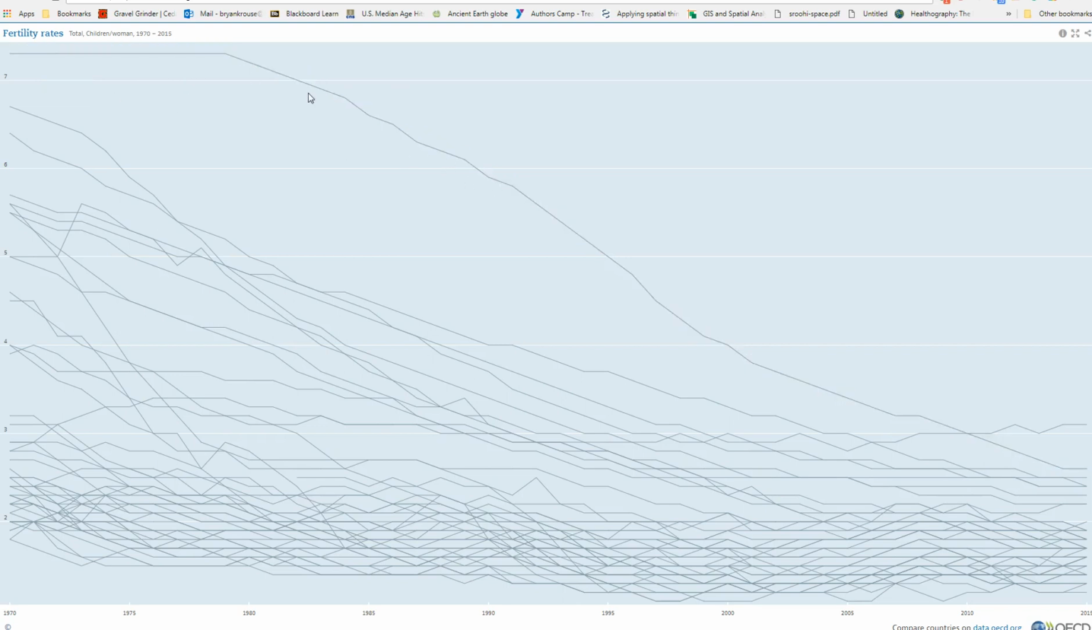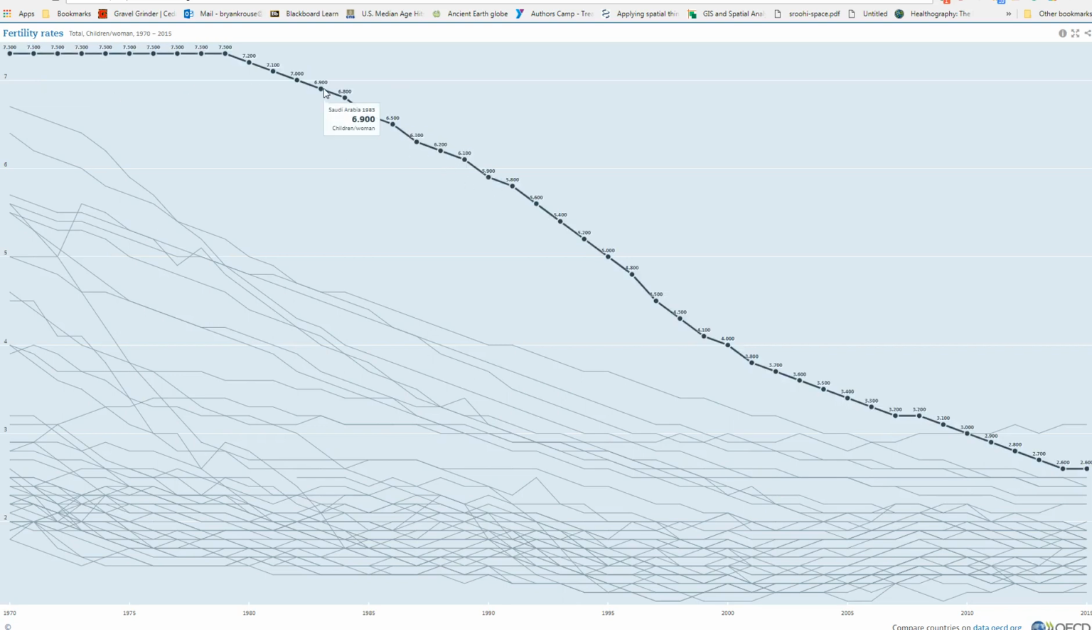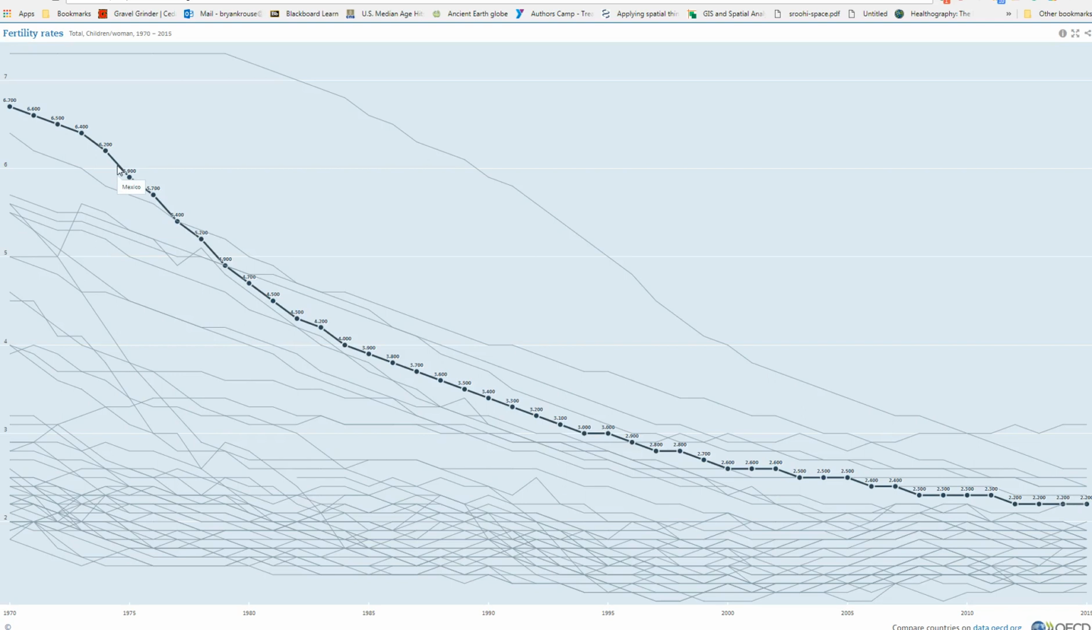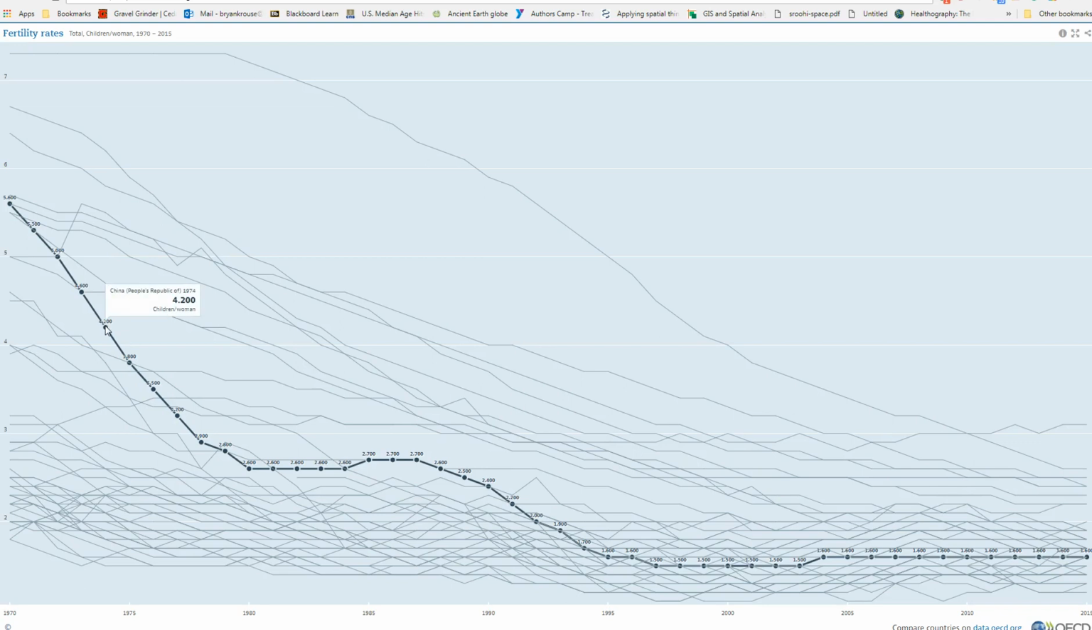Now, if we put that on here, you can see it's declining, and in 2015 the average woman would have 2.6 children. So that's considerably less. Other countries here, Mexico, in the 1970s, was 6.7 children per woman, down to 2.2. Here's one skyrocketing down here.